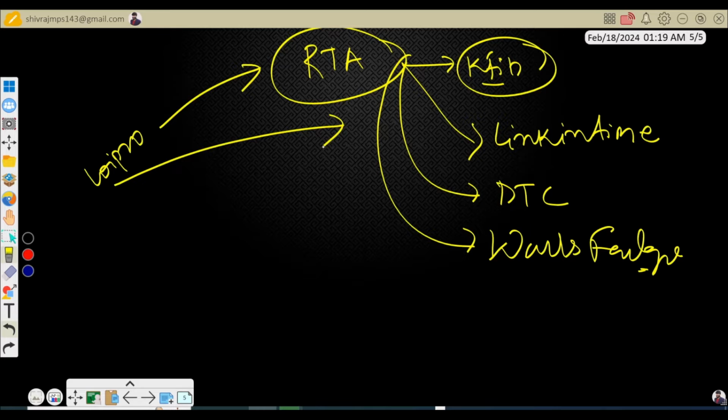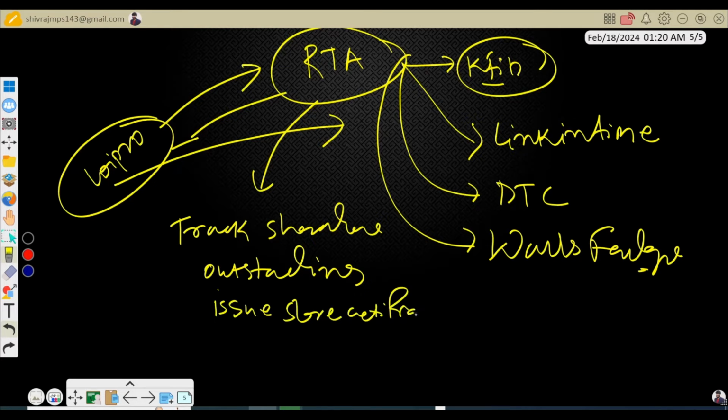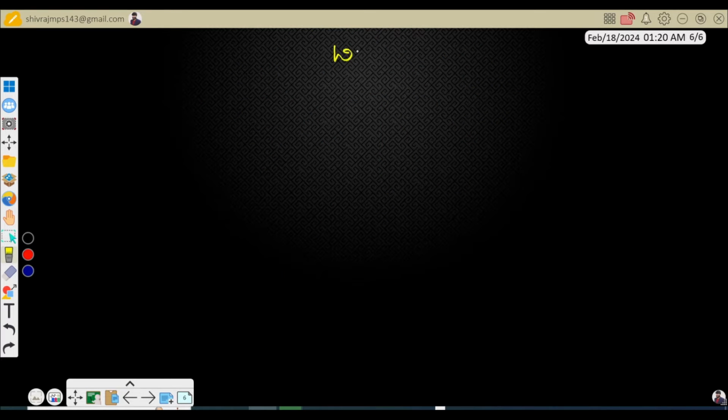And basically your RTA will help the company to track shareholders' information and outstanding shares information. They'll also help with the issuance of share certificates, share transfer, disposal of securities, etc. All right.